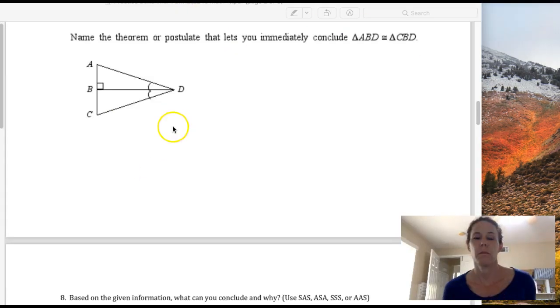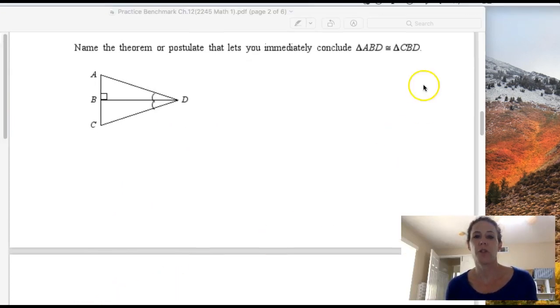Number 7. All right, what theorem or postulate lets you immediately conclude that triangle ABD is congruent to triangle CBD? Looking at this, I have a right angle, which means this is also a right angle here. So I know these two angles are congruent, and they've told me these two angles are congruent. They share this side, so it's congruent to itself. So I would have angle, side, angle in both triangles. So the postulate would be angle, side, angle. There you have it.